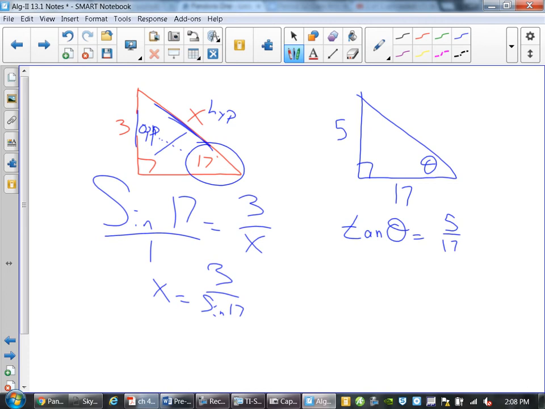Ms. Bella? Theta. It's like an angle. It's just x. Instead of x, I'm using theta. This is the Greek symbol for theta.